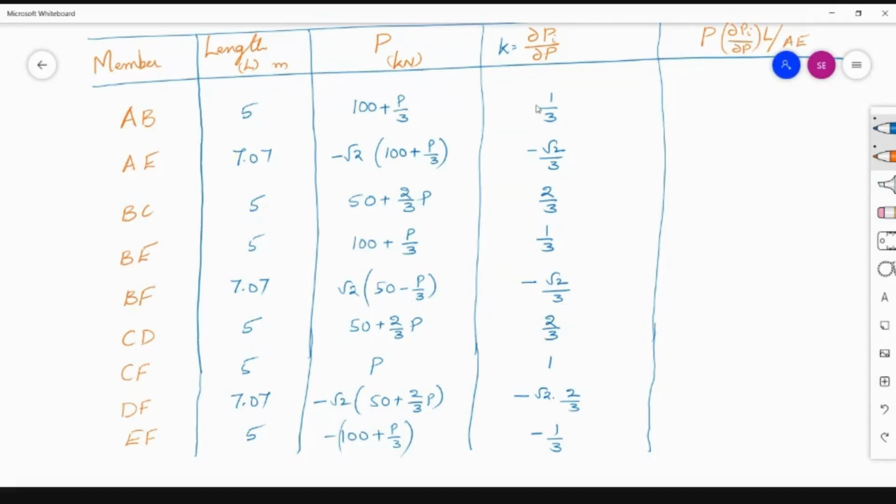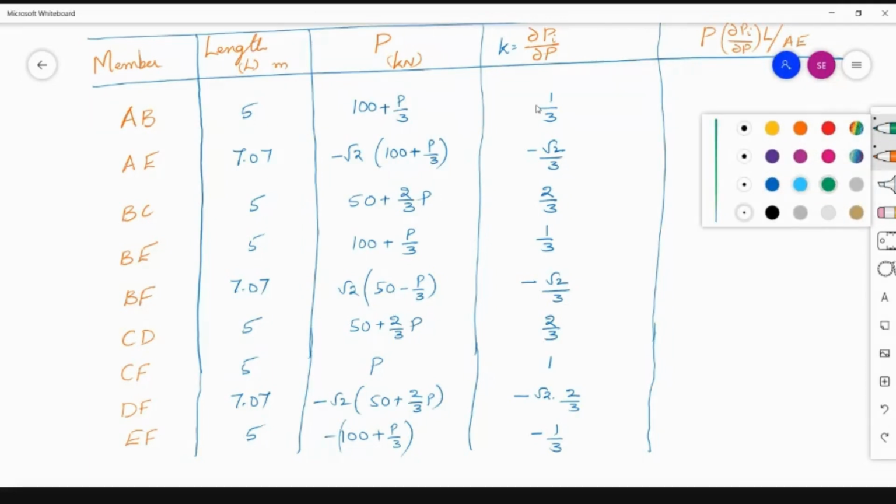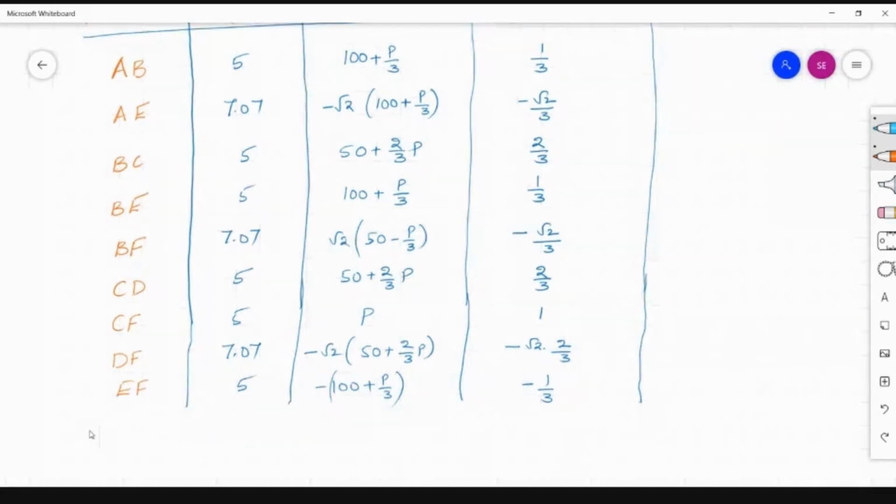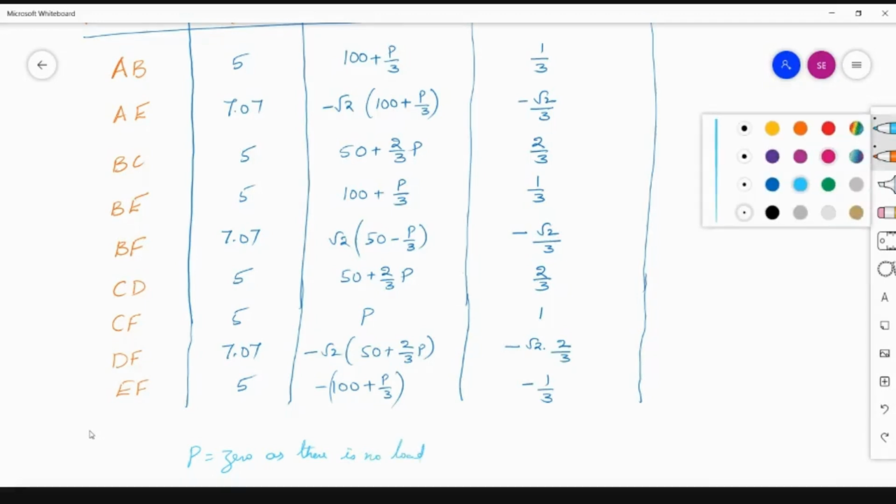Now here, what we will do is we are writing the P into dou P i by dou P into L by AE. So here we already know the value of P. What is the value of P here? It is a fictitious load you applied at C, which is equal to 0. Now make that value as 0. So this P term will be equal to 0 here. So just keep a note here. That is nothing but P is equal to 0 as there is no load. As there is no load, hence you have to make it 0.